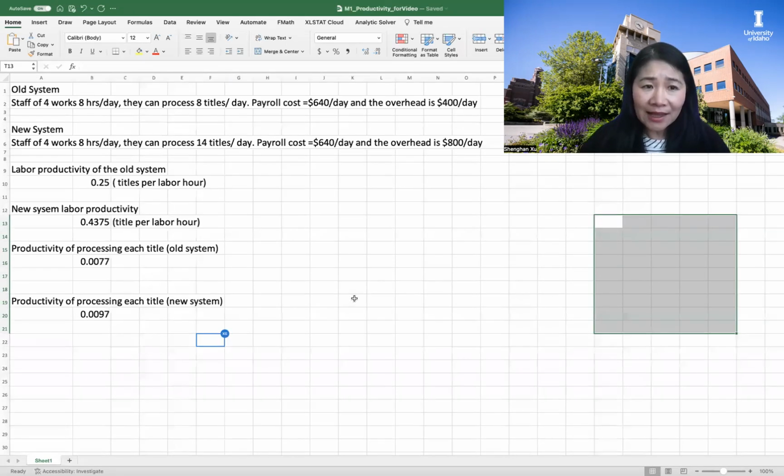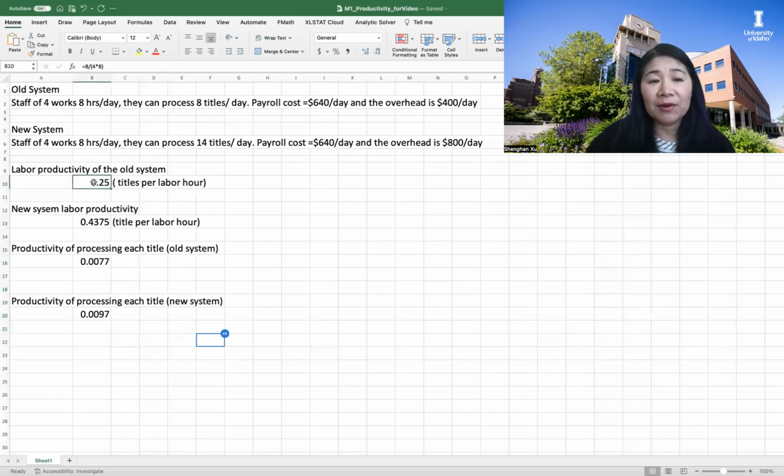Let's say that you adopt some new technology, and then your overhead increased from $400 per day to $800. And then you still hired four workers, and they still work 8 hours a day. So what's our productivity?